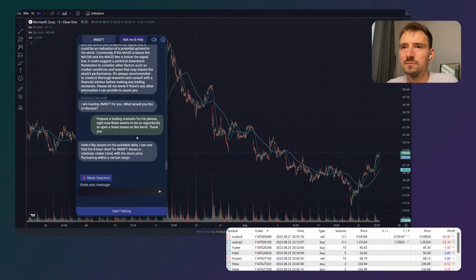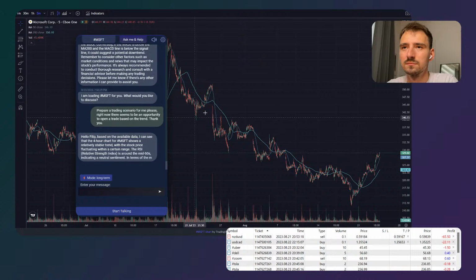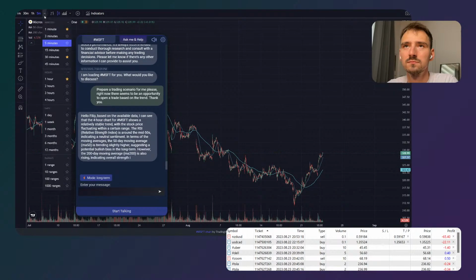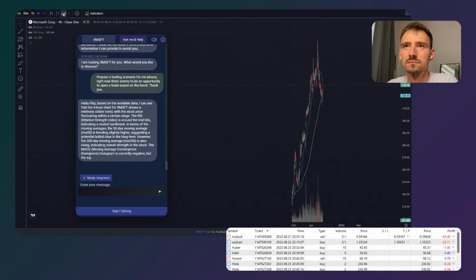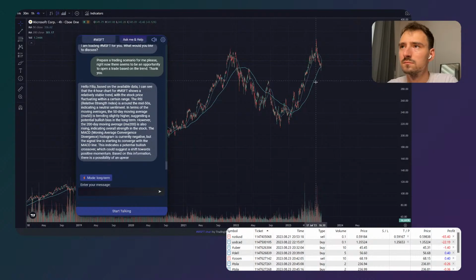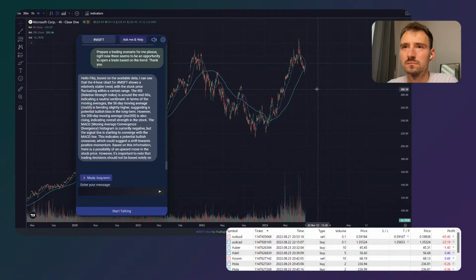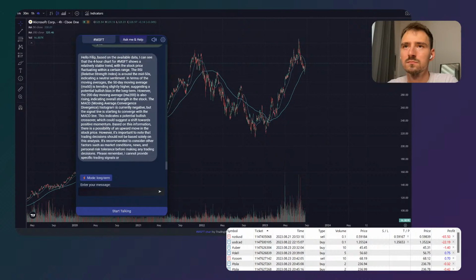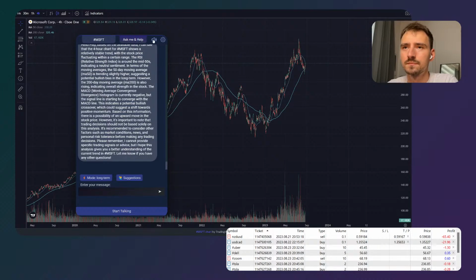Hello, Philip. Based on the available data, I can see that the 4-hour chart for hashtag MSFT shows a relatively stable trend, with the stock price fluctuating within a certain range. The RSI, Relative Strength Index, is around the mid-50s, indicating a neutral sentiment. In terms of the moving averages, the 50-day moving average, MA50, is trending slightly higher, suggesting a potential bullish bias in the long term. However, the 200-day moving average, MA200, is also rising, indicating overall strength.